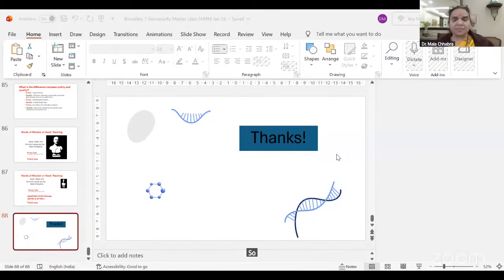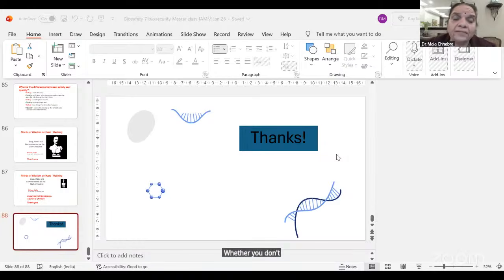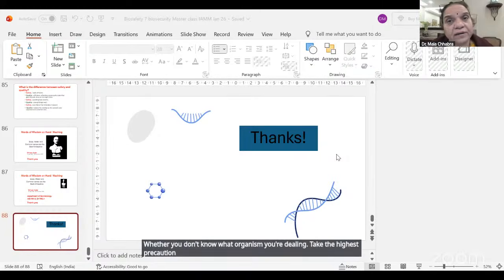So this is very, very tricky. It has a whole science behind it to assess the risk and mitigate it accordingly. Similarly, when we are handling pathogens in the laboratory, if you are doubtful and don't know what organism you're dealing with, take the highest precaution. Like what we did in COVID.